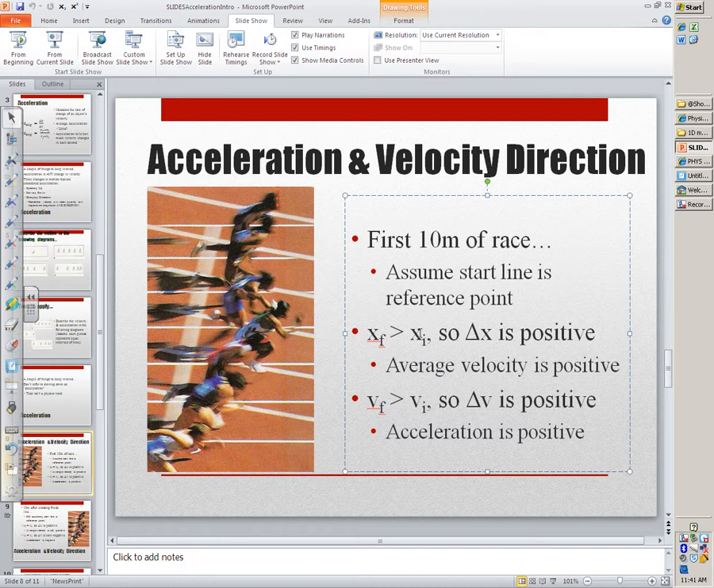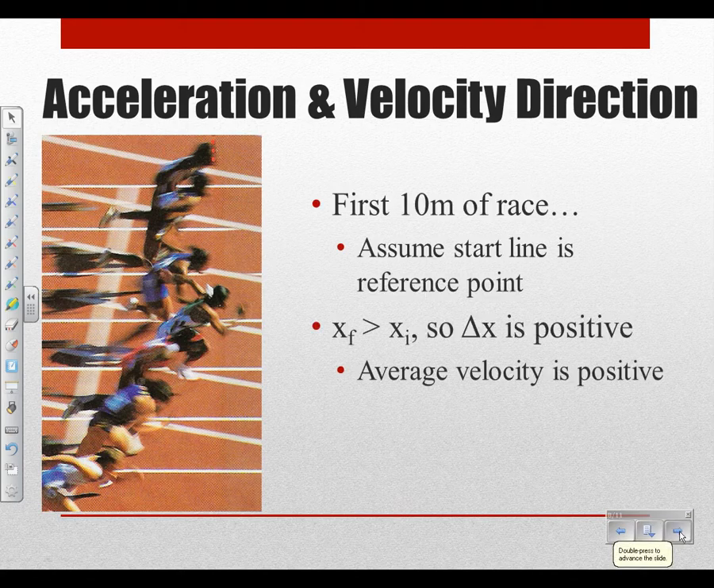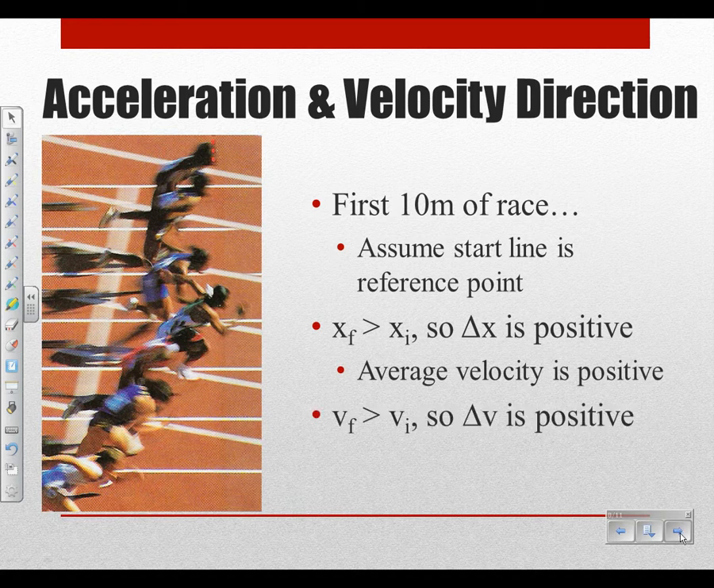There's displacement, x final minus x initial, right? So if I have positive 10 minus 0, that turns out to be positive. I use displacement to calculate my velocity. So if displacement is positive, that means velocity is positive. Yes? We've already established that at the beginning of the race, they speed up. So does it make sense that during this small portion at the beginning, v final is greater than v initial?